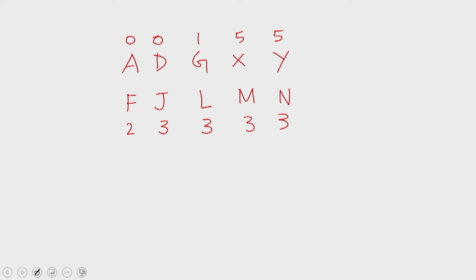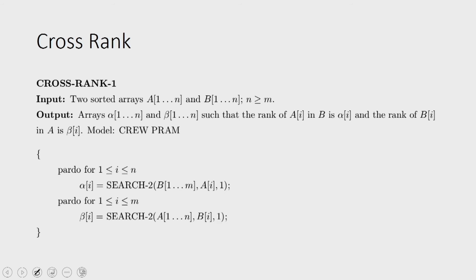So, let us say we want to find the cross ranks of the two arrays. So, this is the algorithm for that. We are given two sorted arrays A and B of sizes m and n respectively. Let us say n is greater than or equal to m, and we are interested in finding the cross ranks of A and B. So, the cross ranks will be given in arrays alpha and beta. Alpha will be of size m and beta will be of size n. Let us say the model is CREW PRAM.